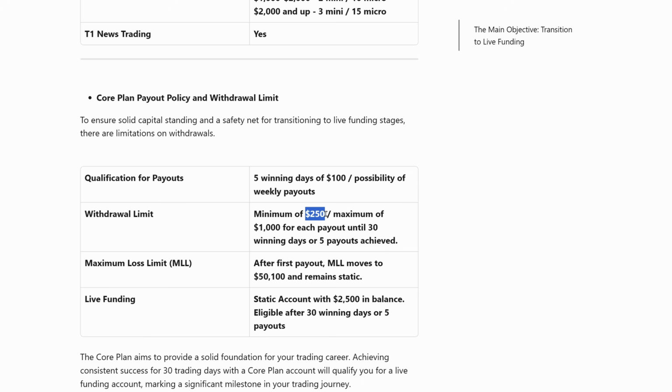However, this is another takeaway they did between the starter plan. In the core plan, you can have a maximum of $1,000. In the starter plan in the past, they had a drawdown of $1,200. That's a little bit of a change as well.